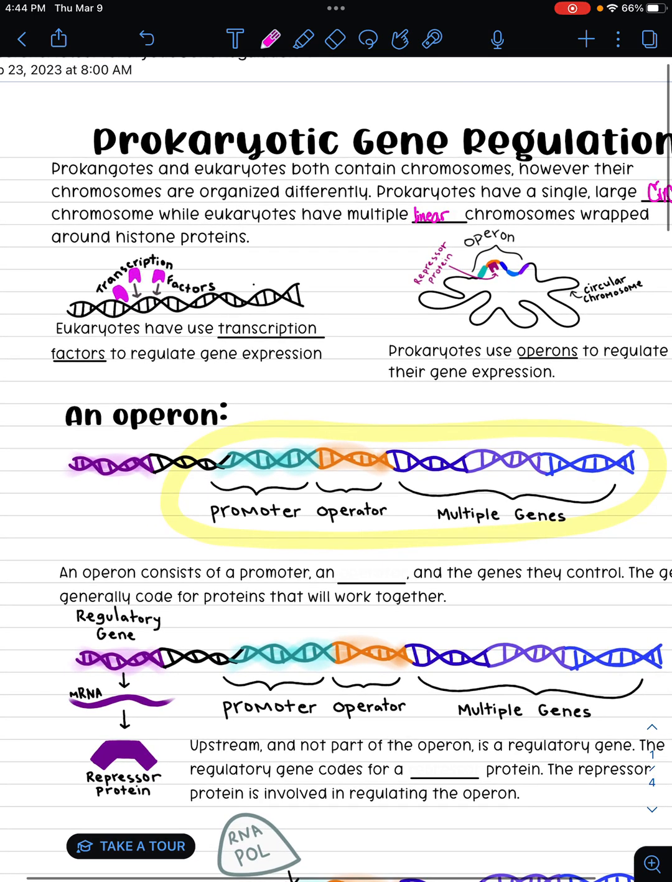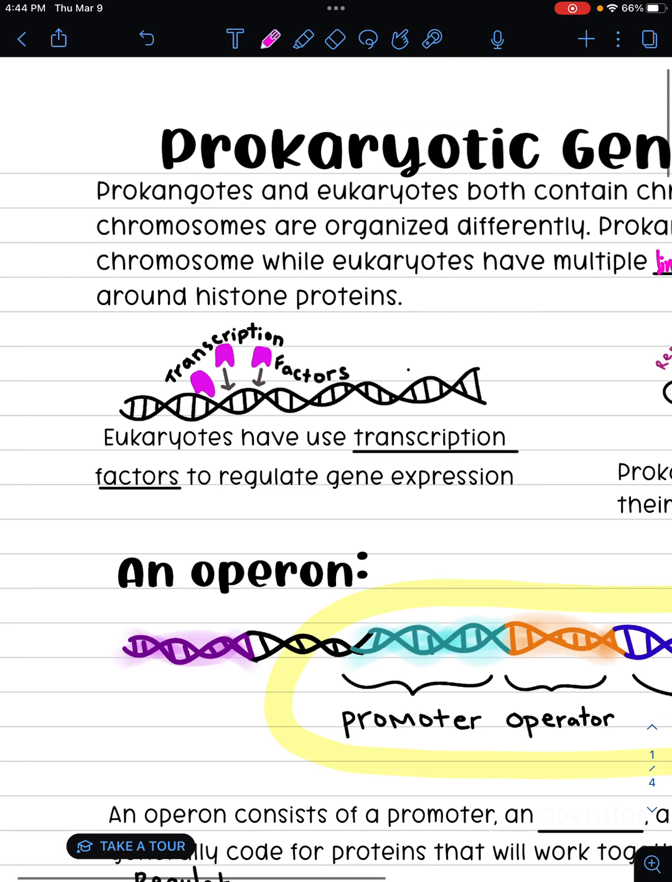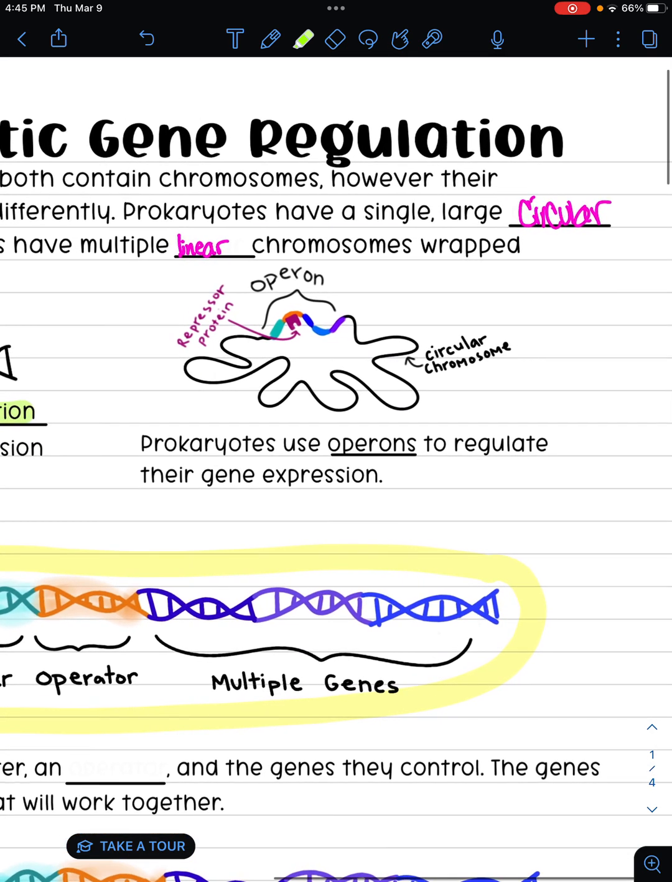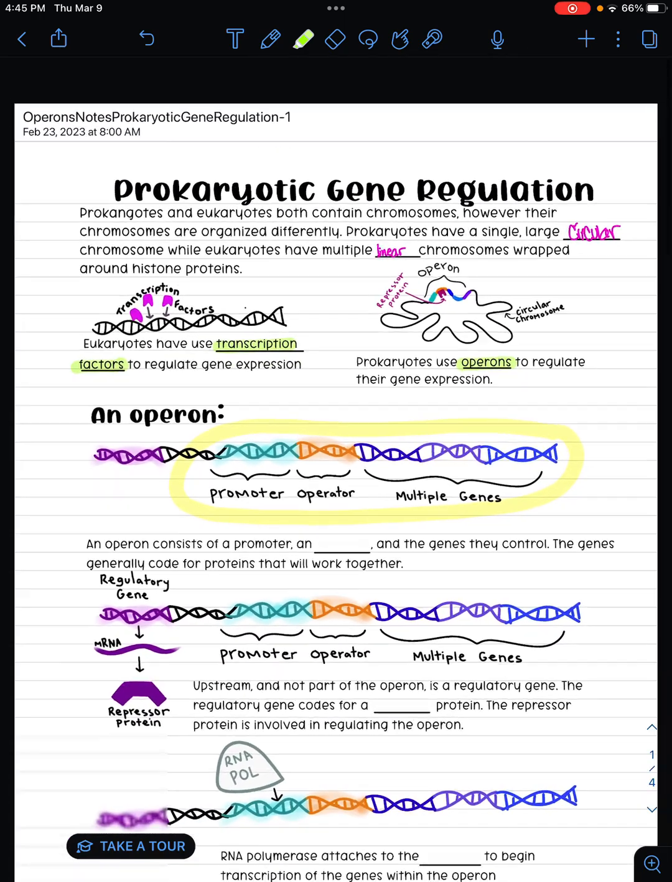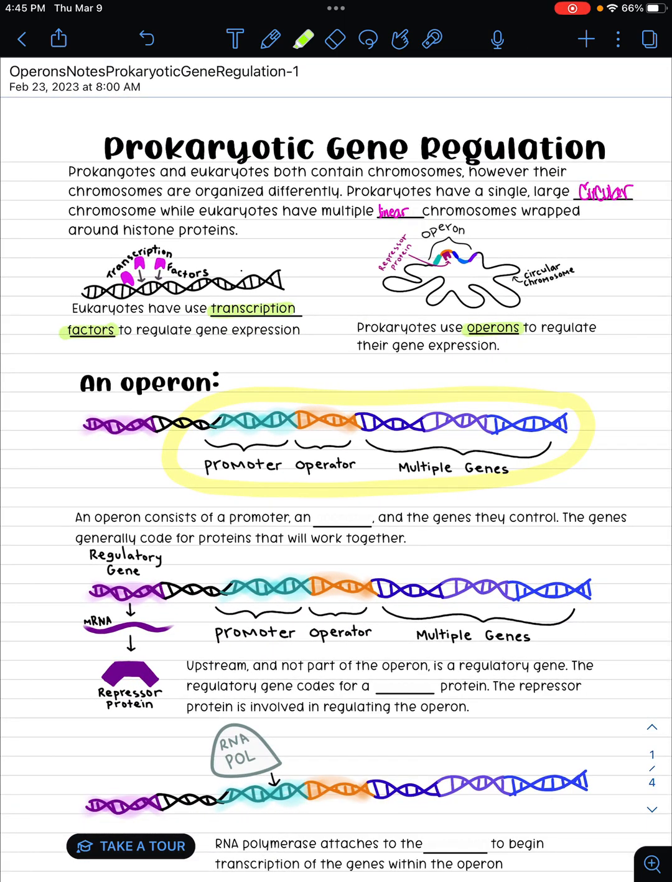It says eukaryotes use transcription factors to regulate gene expression. Okay, so we've already kind of covered that, but I'm going to highlight it just in case. Make sure you know that. Highlight it on your paper. And it says prokaryotes use operons, and that's what we're going to learn about or review today to regulate their gene expression. So let's learn about some operons. You should have already read your chapter. You should have some background knowledge of what an operon is.